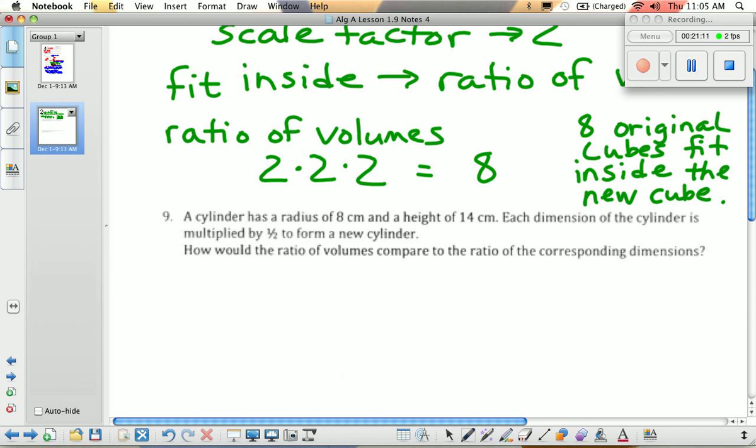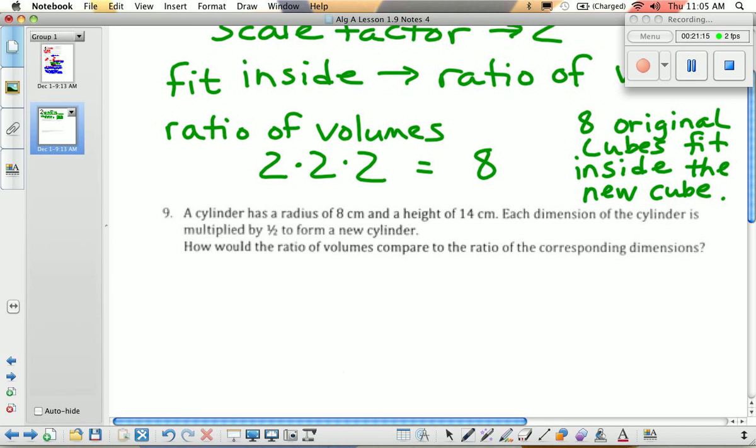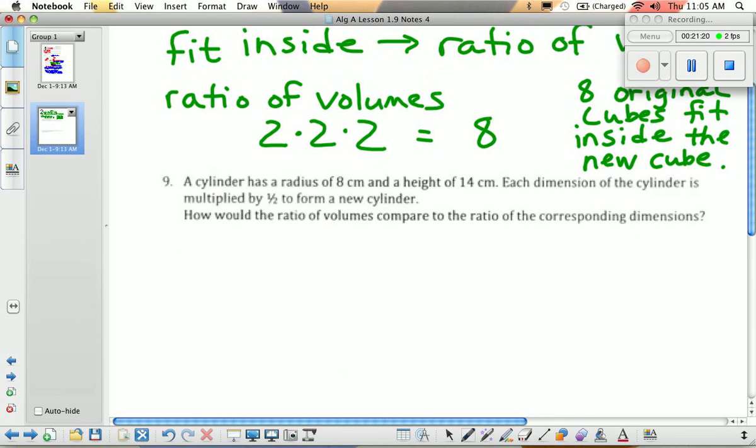Okay, so here we're taking what I call a shortcut. You might not consider it a shortcut. Something else might make more sense to you. Do the one that makes more sense to you.